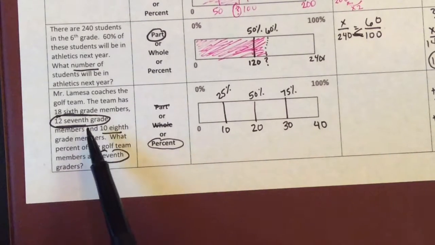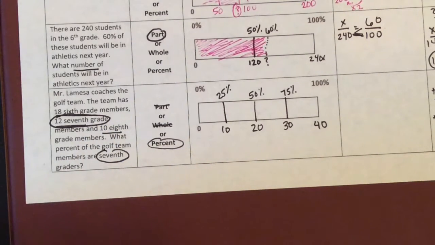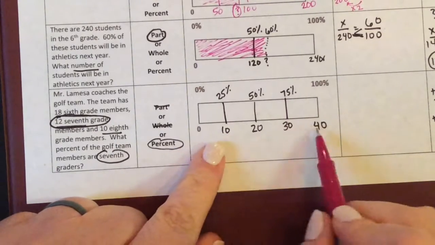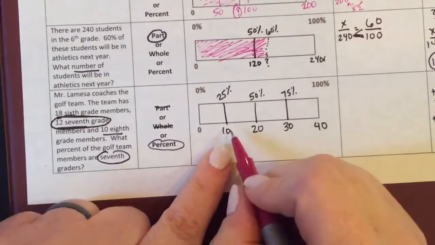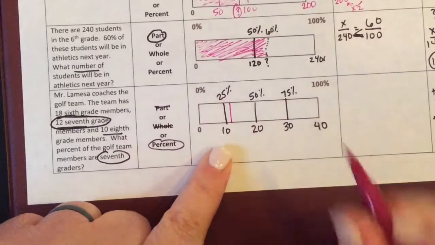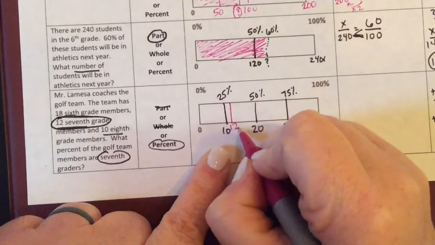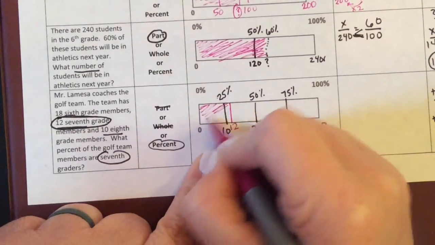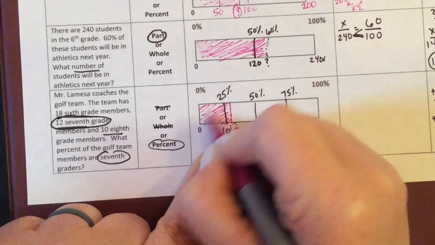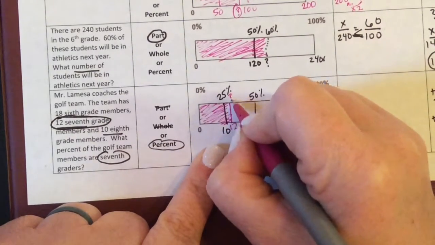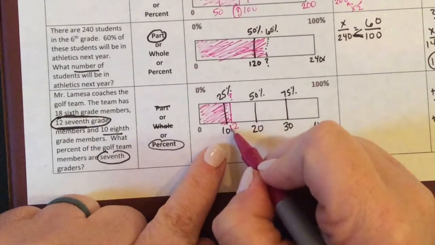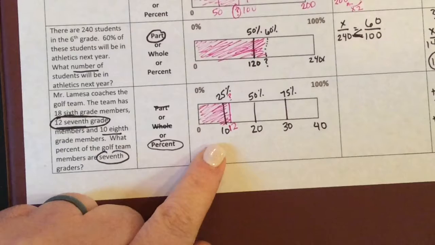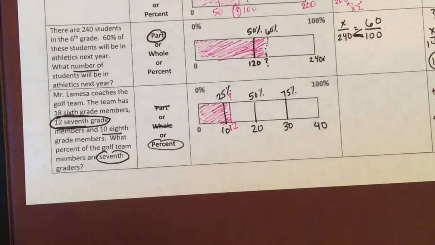Okay, now I have 12 7th grade members on this golf team. Well, if I look at this, this is the students. At the top is percent, so I don't want to get mixed up and put it 12%. Okay, 12 students would be right here past the 10 students. I'm going to fill that in right here. That means it's a little bit bigger than 25%. Okay? 12 students is a little bit bigger than 25%. So my answer would be a little bit more than 25%.